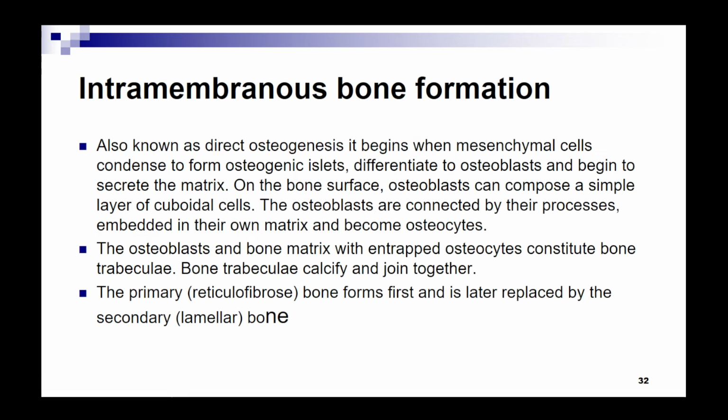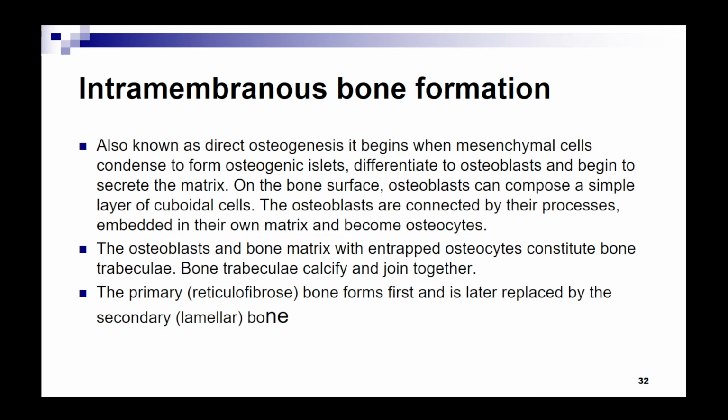Intramembranous bone formation, also known as direct osteogenesis, begins when the mesenchymal cells condense to form osteogenic islets, differentiate to osteoblasts, and begin to secrete the matrix. On the bone surface, osteoblasts compose a simple layer of cuboidal cells. The osteoblasts are connected by their processes, embedded in their own matrix, and become osteocytes. The osteoblasts and bone matrix with the enwrapped osteocytes constitute the bone trabecula.